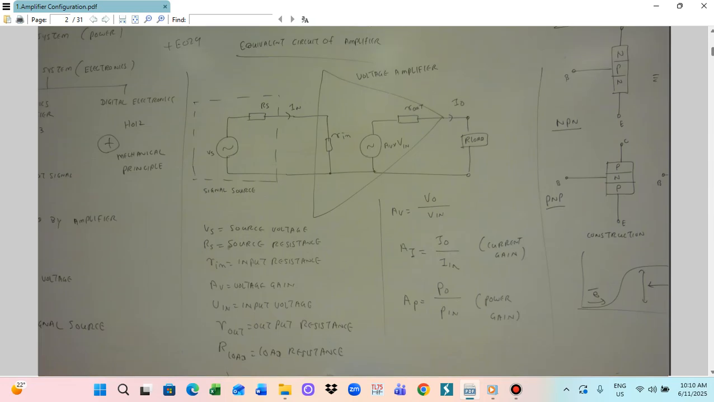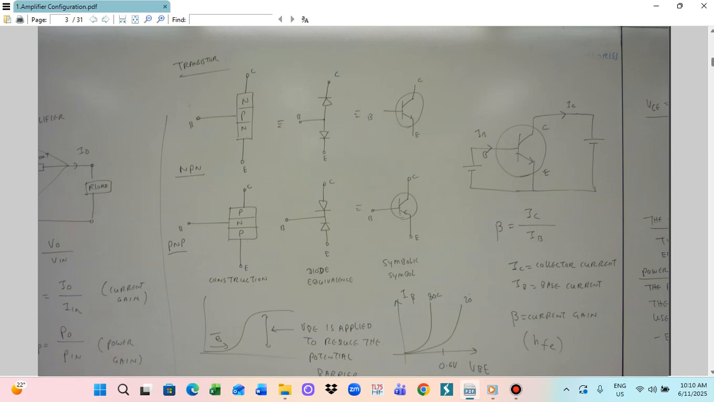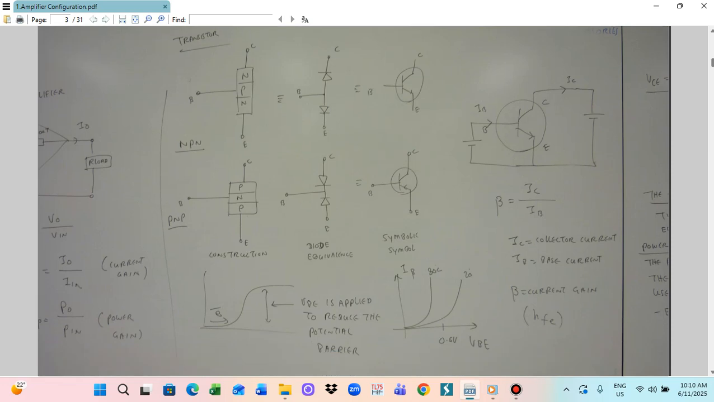So for the transistor, we can also draw the construction. There will be an N layer, a P layer, and an N layer. This is the base, this is the emitter, and this will be the collector. That is equivalent to two diodes. So this is C, B, and this is E. It is also similar to this one in construction. So this is B, C, and E.